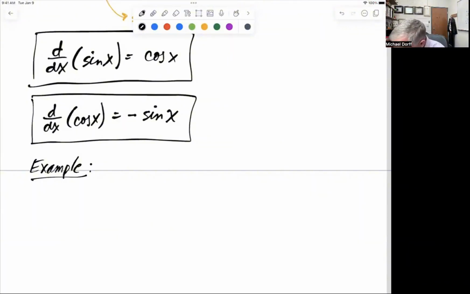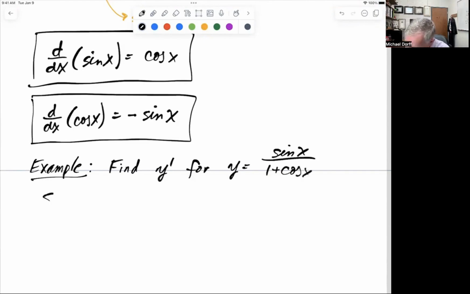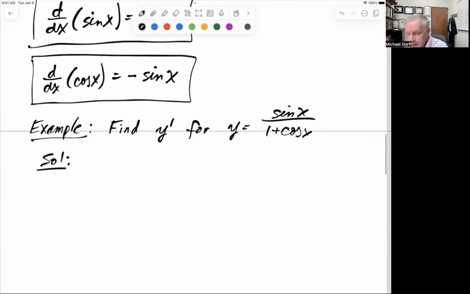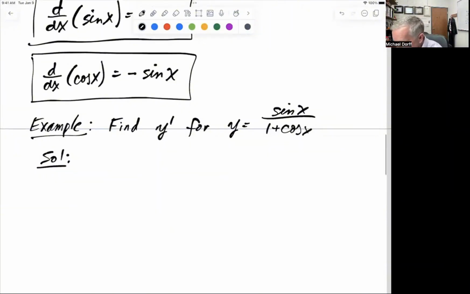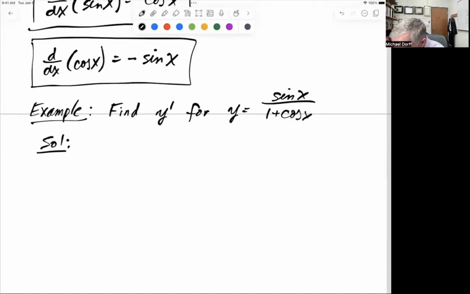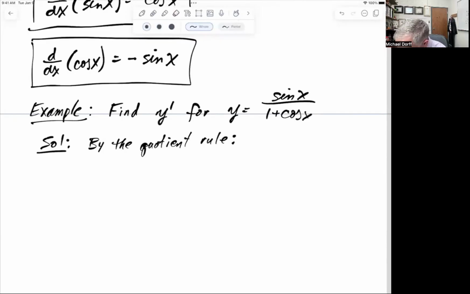All right, so we're going to say find y prime, for y equals sine x over 1 plus cosine x. I like this example because it involves not only the derivative of the trig functions, but it also involves the quotient rule. And you're going to have to use some important trig identity to simplify this as we go through this process. All right, so we'll start off y prime by the quotient rule. So this gives you a little bit of a review, which is a good thing to do.